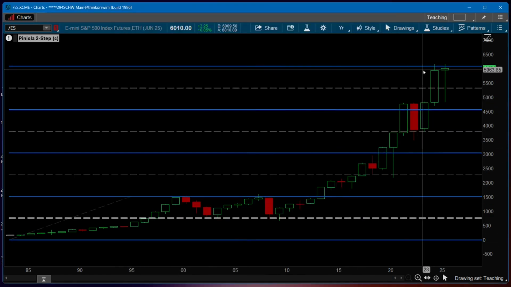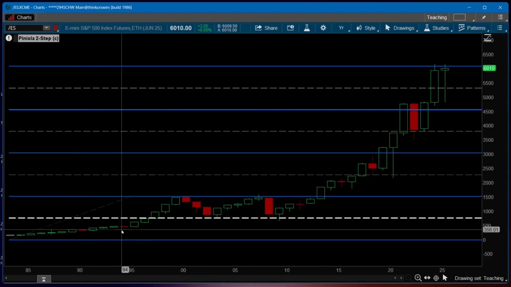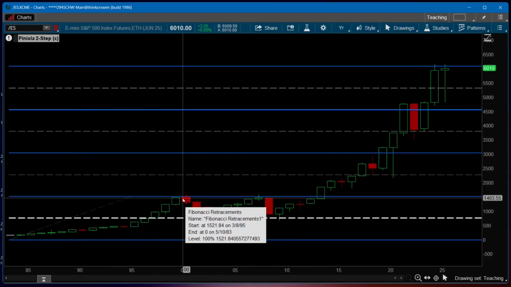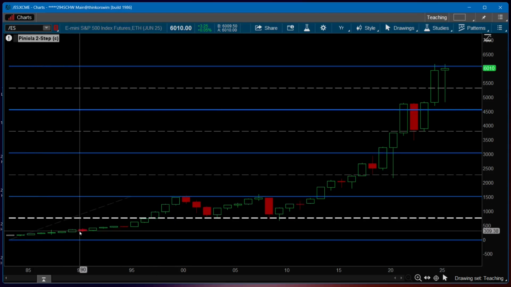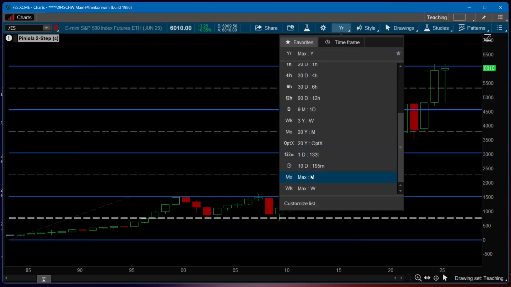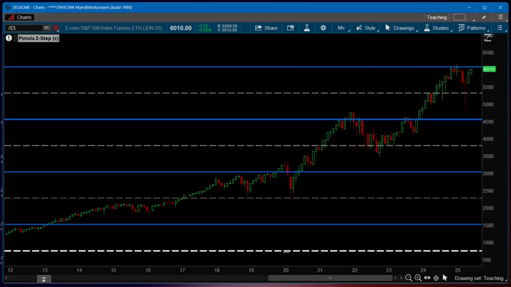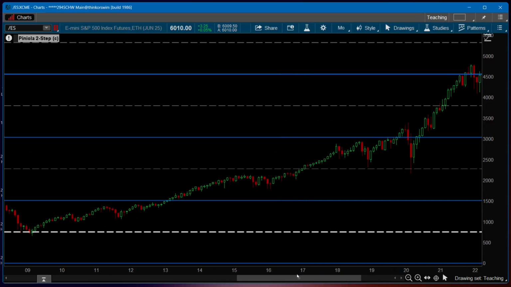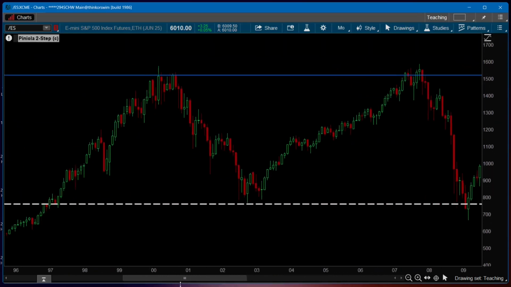There we go. And this is where we are today. This is off of this first run here that I've measured, and there are plenty of places in here where I could have used it. If I go back down to a monthly chart, I can get a better view of these levels.